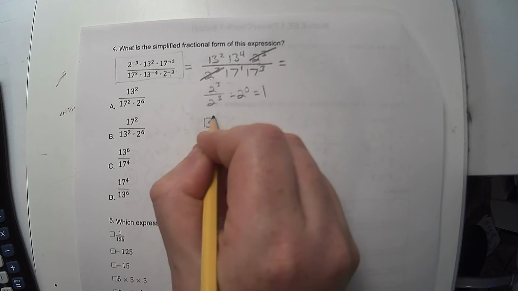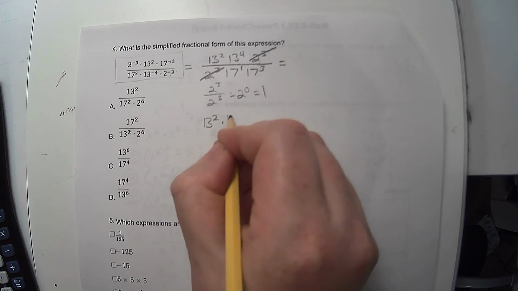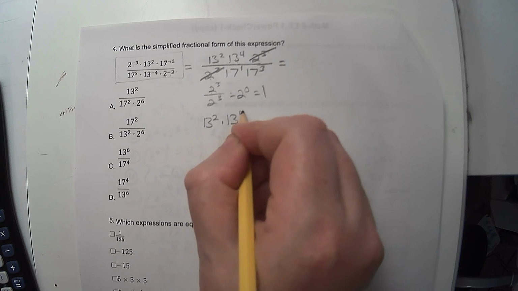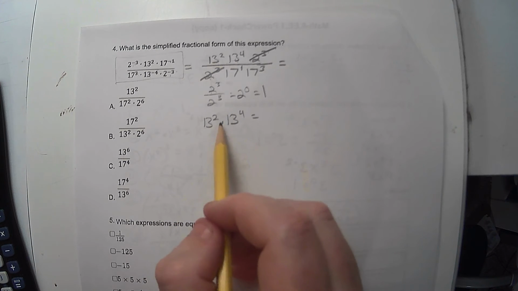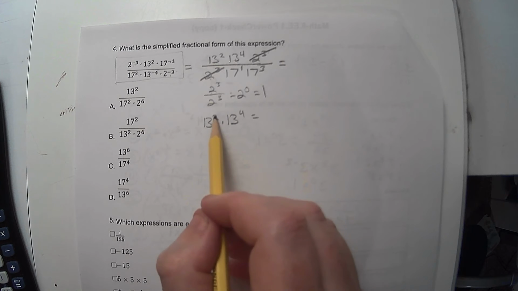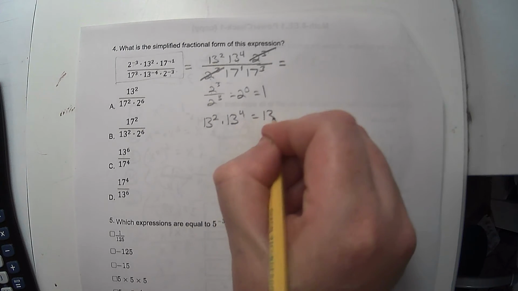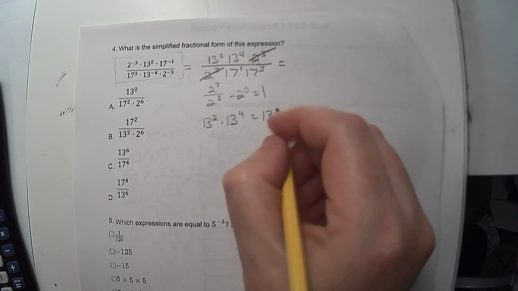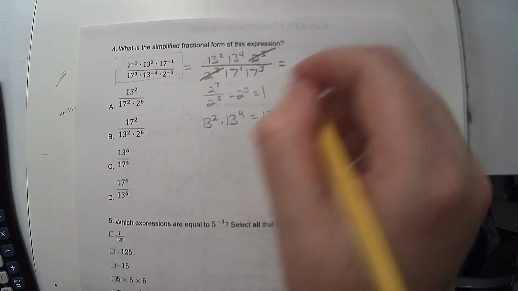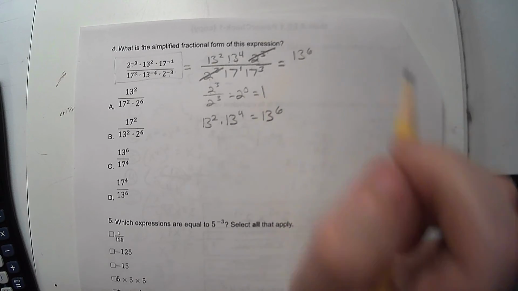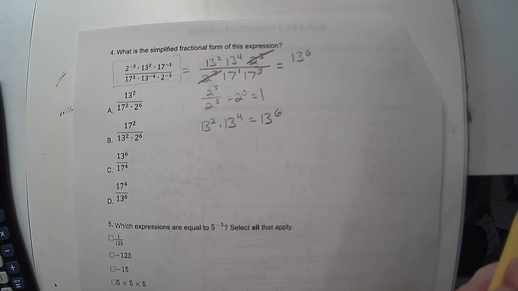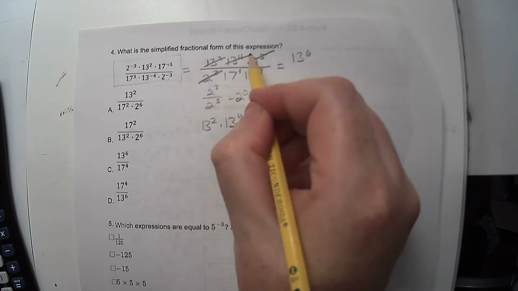So I'll come down here. This will be my second problem. 13 squared times 13 to the 4th. Alright, so find your rule. They are the same base. They're side by side, so I need to add these 2 exponent numbers. So I keep the 13. I'm going to say 4 plus 2 is 6. So up at the top, I'm going to end up with a 13 to the 6th power. And I'm going to mark those off.